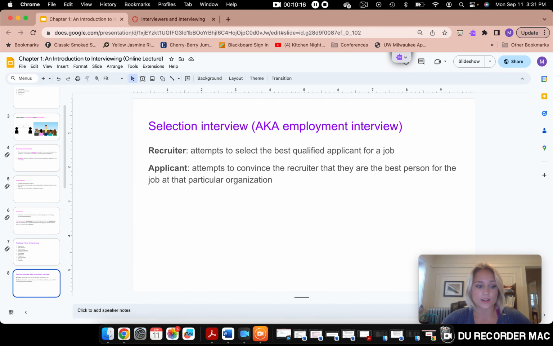So a little bit more on some of those types of interviews that you will encounter in your life: the selection interview or the employment interview. So this is one that we're going to be doing in our class, the first major project that we have coming up. So in your role as the recruiter, you are attempting to select the best qualified applicant for a job. So for your role for this project, you are going to be interviewing your peer as if you're the recruiter for the job position that they are applying for.